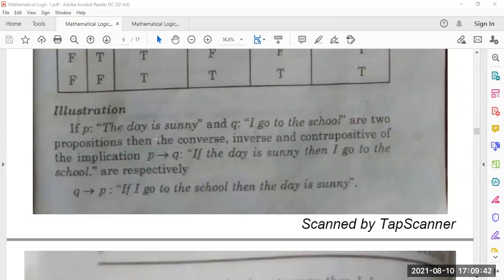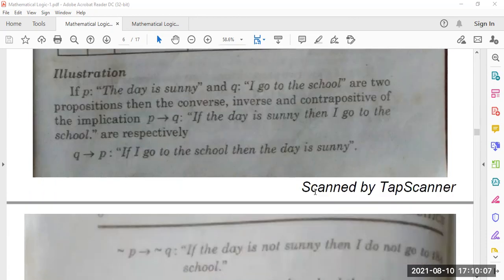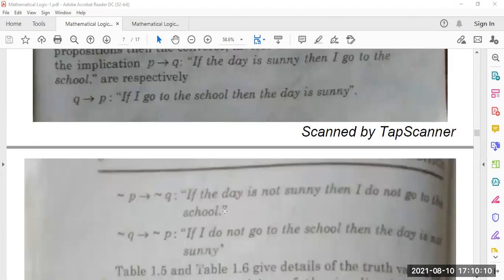Illustration: if P is the day is sunny, and Q is I go to the school, are two propositions, then the converse, inverse, and contrapositive of the implication P implies Q, if the day is sunny then I will go to the school, are respectively: Q implies P, if I go to the school then the day is sunny. Minus P implies minus Q, if the day is not sunny then I do not go to the school. Minus Q implies minus P, if I do not go to the school then the day is not sunny.